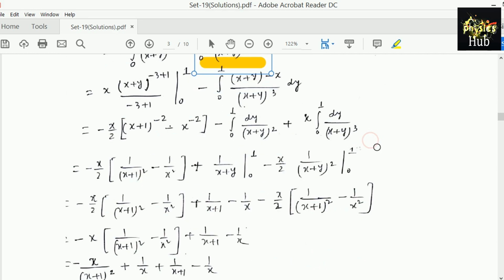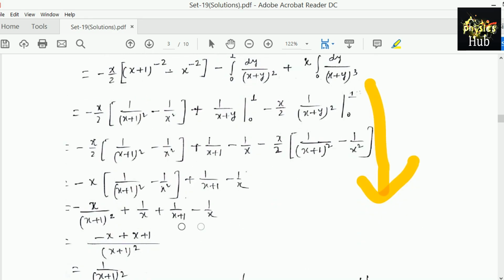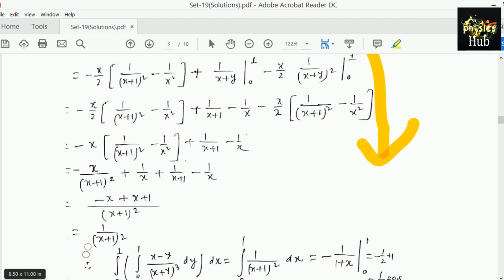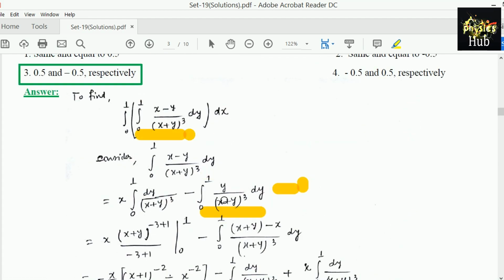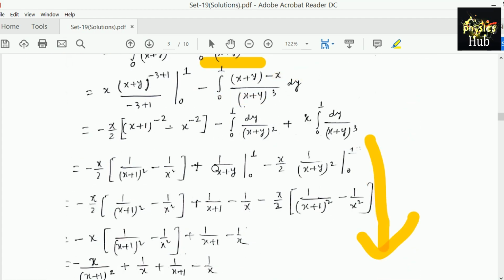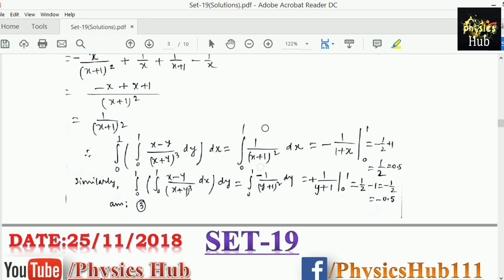After simplifying, I have simplified the calculations so that you get it simple, and you will see that it will come 1 by x plus 1 whole square. So once we calculate this part, then 1 by 1 plus x square dx, then we can easily calculate this integration, that will be 1 by x plus 1 with the minus sign here. So it is producing half, means plus 0.5.